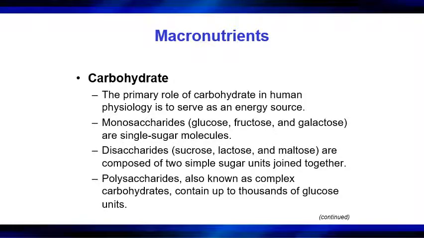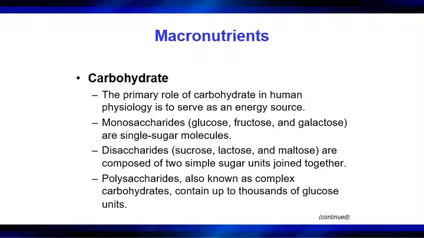Okay, so looking at our next macronutrient, carbohydrates. Their primary role is to serve as an energy source. Now, interestingly enough, carbohydrates aren't considered an essential nutrient per se, because the body can break down other things. It could convert our amino acids and our fats into energy as well. However, carbohydrates are the easiest source of energy for the body to use.